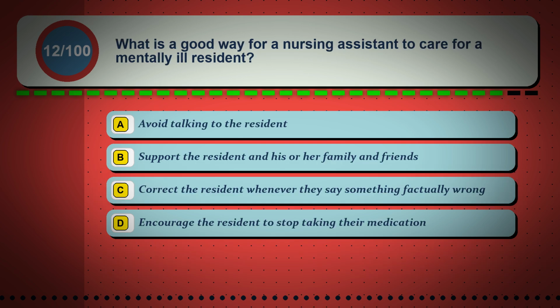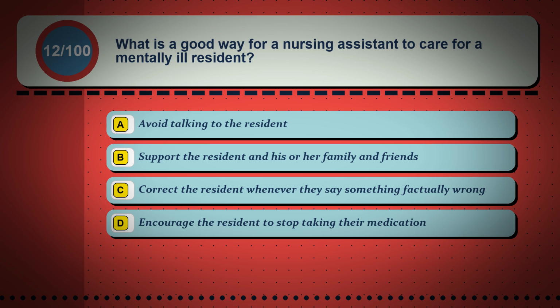Question 12. What is a good way for a nursing assistant to care for a mentally ill resident? Option A. Avoid talking to the resident. Option B. Support the resident and his or her family and friends. Option C. Correct the resident whenever they say something factually wrong. Option D. Encourage the resident to stop taking their medication.